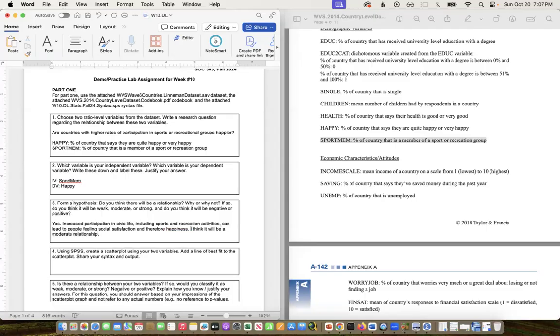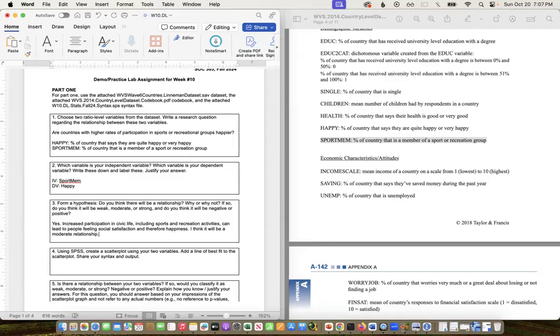And again, this is thinking about not how steep or substantive it is, but how much it converges into a common linear pattern. So how well could we use rates of participation in sports or recreational groups to predict rates of happiness by country? Then it says, will it be negative or positive?